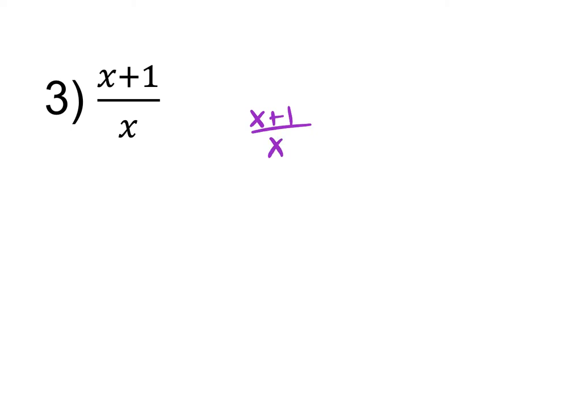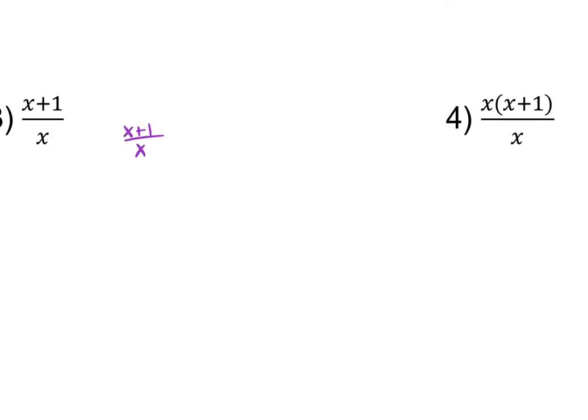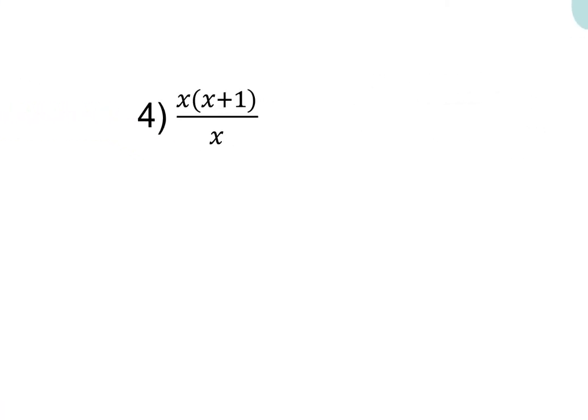The x's cannot be canceled out because it's a sum. It's part of a sum or difference. How about 4? Now I can cancel out the x's, and I get just x plus 1.